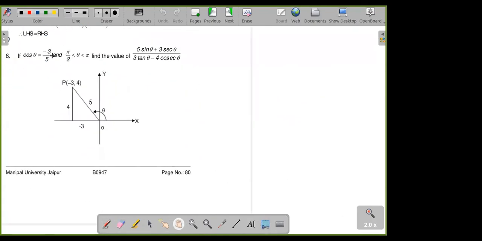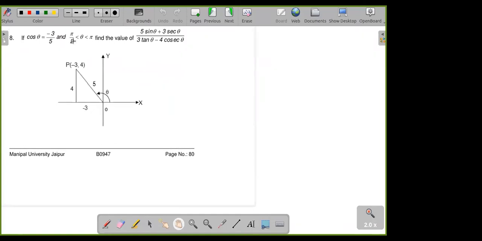Cos theta is equal to minus 3 by 5, and theta is between pi by 2 and pi, that means from 90 to 180, that means in the second quadrant. Find the value of this. Okay, let's see. Cos theta is equal to minus 3 by 5. So we also need to know sine, sec, tan, and cosec. But how?